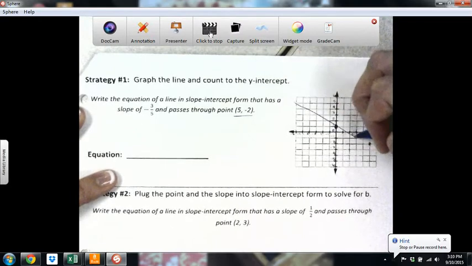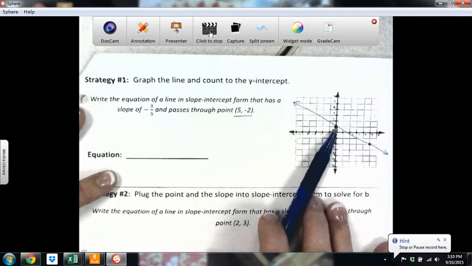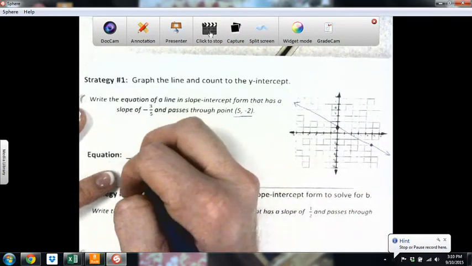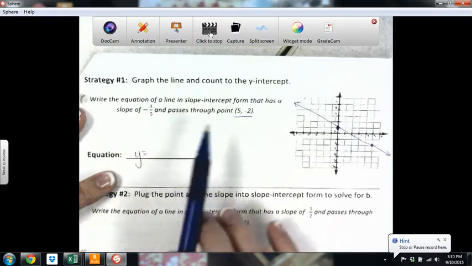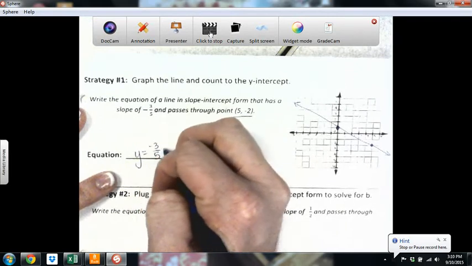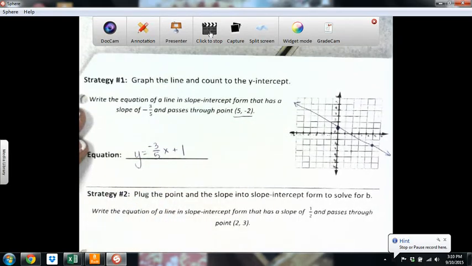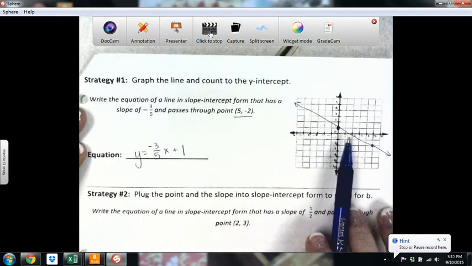You can get a straight edge to help you out with that if you need. And when I connect my dots, I know that my y-intercept is at 1. And I only know that because I counted the slope. So my equation is going to be y equals, we're in slope-intercept form, so I'm going to do -3/5 times x plus 1.